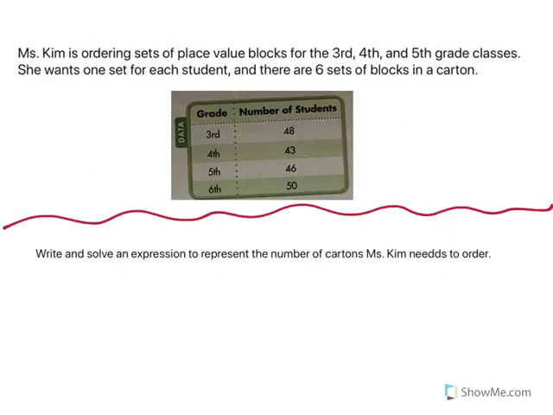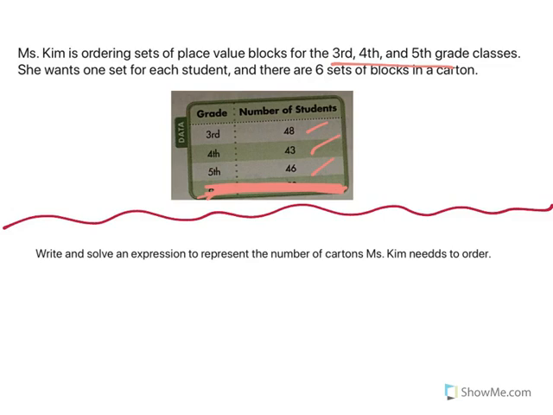All right, so Miss Kim is ordering sets of place value blocks for the 3rd, 4th, and 5th grade classes. She wants 1 set for each student, and there are 6 sets of blocks in a carton. Okay, so again, we're going to use this information. We see there are 48 3rd graders, 43 4th graders, and 46 5th graders. This information was just extra that they put in there. I think they may have used it for other questions in the textbook, or maybe it was just to throw us off. Who knows? But anyways, again, she's only ordering for the 3rd, 4th, and 5th grade classes.